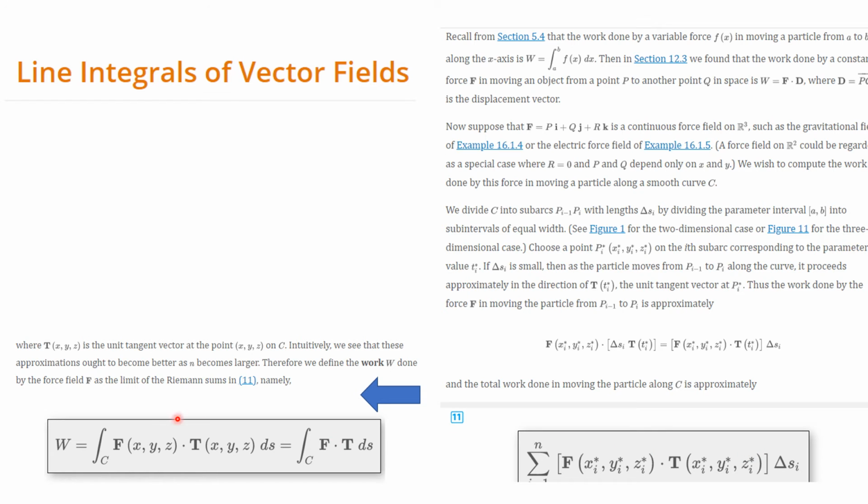Here T is the unit tangent vector at a point. And if we take the limit, what we end up getting is F, the force vector, dotted with the tangent vector, ds. I can abbreviate this, and this could be called equation 12, I guess. This is the integral over the curve C of F dot T ds. That's the work operating against this force field along this curve. This is the work, and this is an important equation for you to be familiar with.